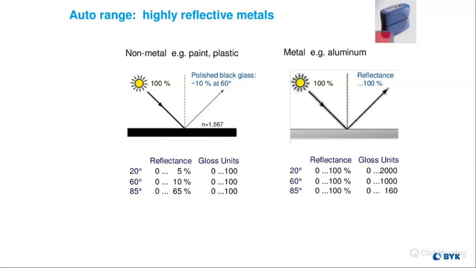Now, if we had a surface like a metal, which doesn't absorb light at all, and so it reflects 100% of light, we see that at the 20-degree angle, we have a maximum reflection of 100% of light, and same with the 60 and the 85. But our gloss units are decreasing. For 20 degrees, we have a maximum of 2,000 gloss units, because you're in the higher gloss surface region. Then at 60 degrees, we have a maximum of 1,000 gloss units, and at 85, we have a maximum of 160.